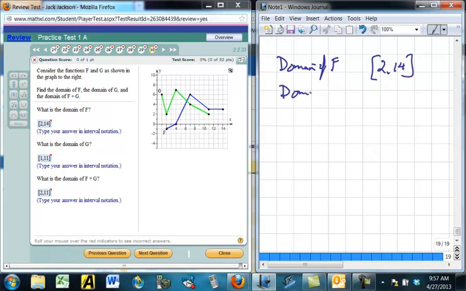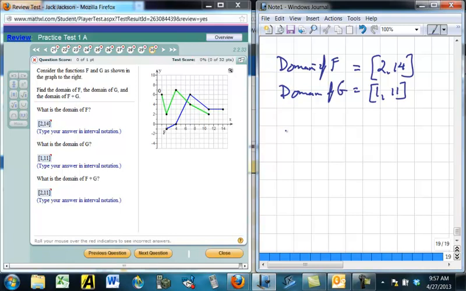The domain of g is what gives you green points. Look at all these x coordinates. So just look down here on the x-axis. They go from 1 to 11, including 1 and 11 and everything in between.